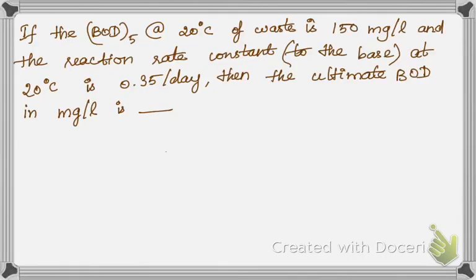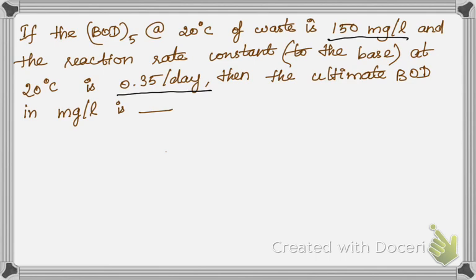So today's problem is, if the 5-day BOD at 20 degrees Celsius of waste is 150 milligram per liter and the reaction rate constant to the base at 20 degrees Celsius is 0.35 per day, then the ultimate BOD in milligram per liter is dash. So this is the problem. So first we will write.